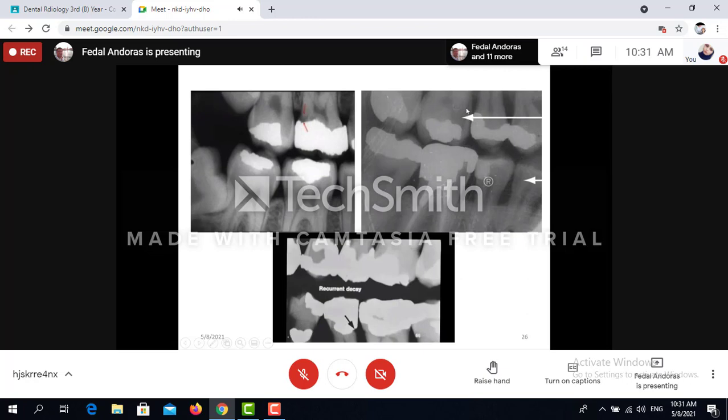Here is the same, but here maybe the amalgam margin is not fitted well. So there is leakage of saliva and bacteria, or the caries is not removed properly in this area. So there is still some caries and bacteria here, even though there is a restoration. So the process starts again and continues. So there will again be caries beneath the restoration. Okay.